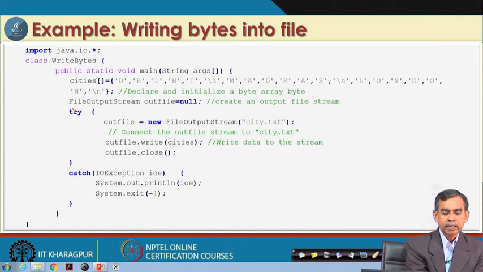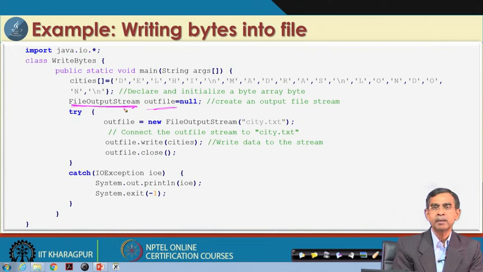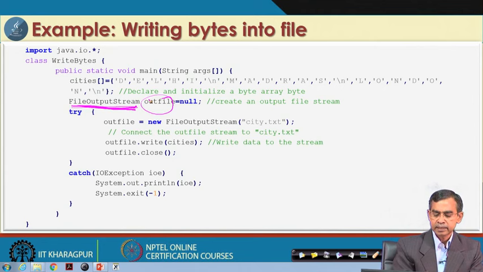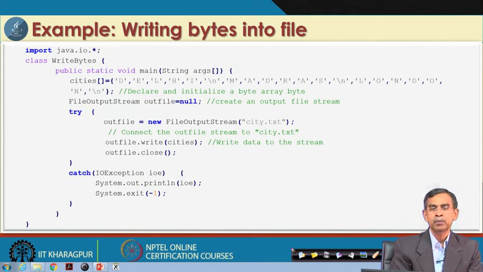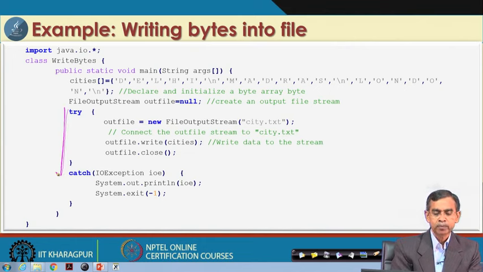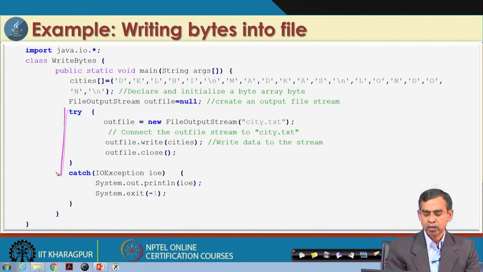For this, we see we create an object called out file of type file output stream. If you want to read some file, then we use file input stream. On the other hand, if we want to write something into a file, we should create an object of class file output stream, and this out file is the object that will connect your program to the file where you want to write something. We put this code under a try catch block to make the program robust, so that if any exception occurs, it can be caught here.